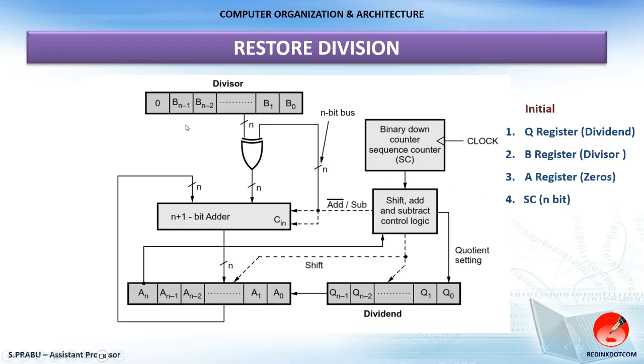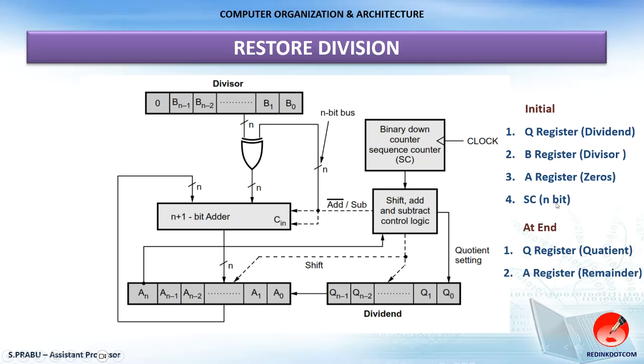And one important thing is, if the divisor value is a 32-bit number, we can include one more bit called sign bit. In the same way, A register also contains one extra bit called sign bit. So for this sign bit operation, your normal ALU contains an n plus 1 bit adder. So this is the initial condition.